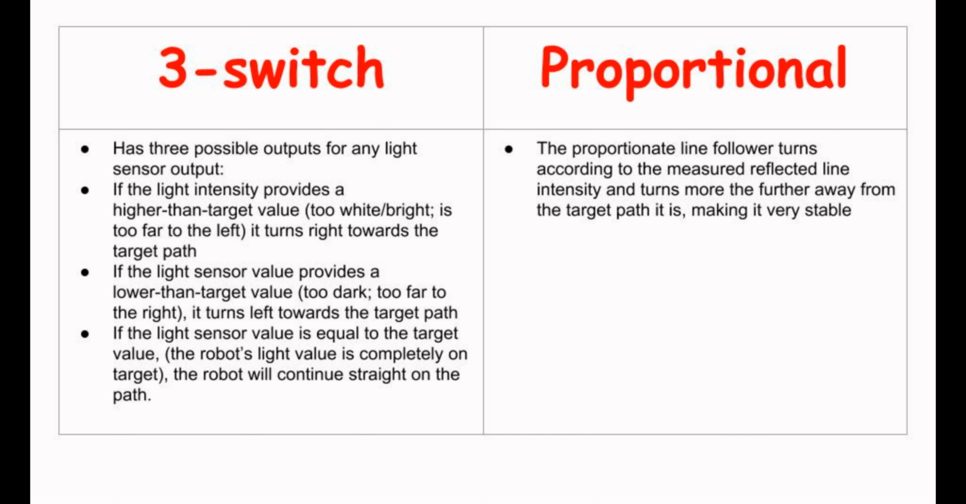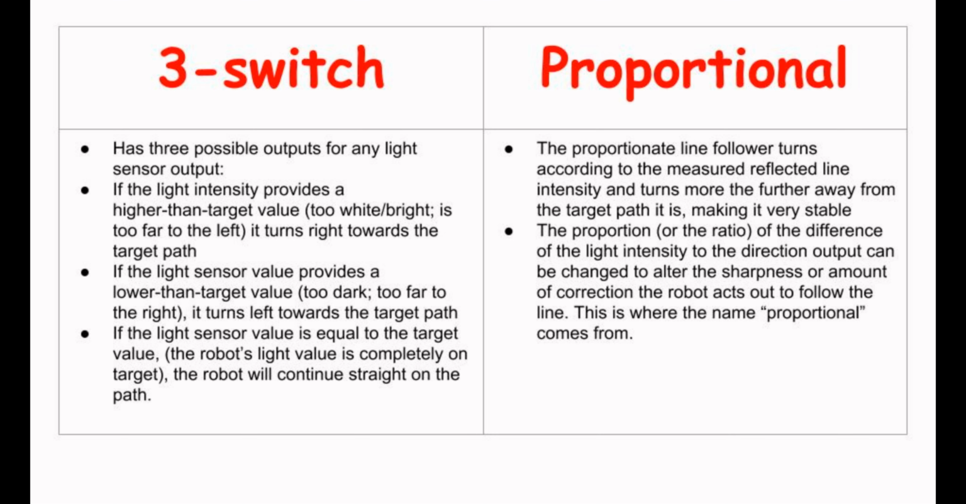Here are our proportional line follower properties. One, the proportional line follower turns according to the measured reflected light intensity and turns more the further away from the target path it is, making it very stable. The proportion, or the ratio, of the difference of the light intensity to the direction output can be changed to alter the sharpness or amount of correction the robot acts out to follow the line. This is where the name proportional comes from.